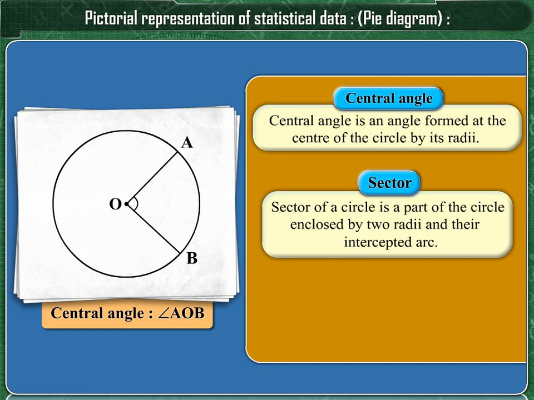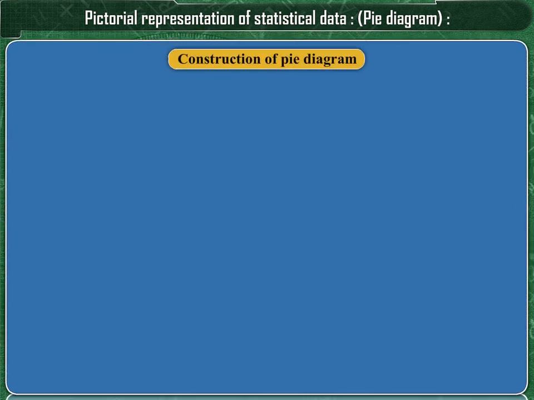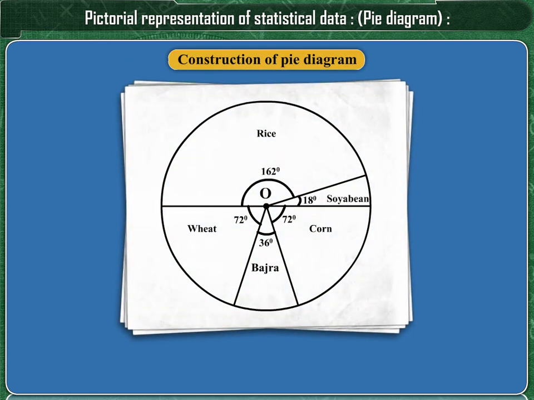Construction of pie diagram. In a pie diagram, the relative values of items are represented by sectors of a circle. We will use the fact that the total of all given values corresponds to the measure of the circular arc, that is 360 degrees. Therefore, we can find the central angle of each item or component by using the formula central angle theta is equal to value of the component upon total value of all the components into 360 degrees. The value of each component can be represented by the sectors of a circle with the help of central angles corresponding to it.